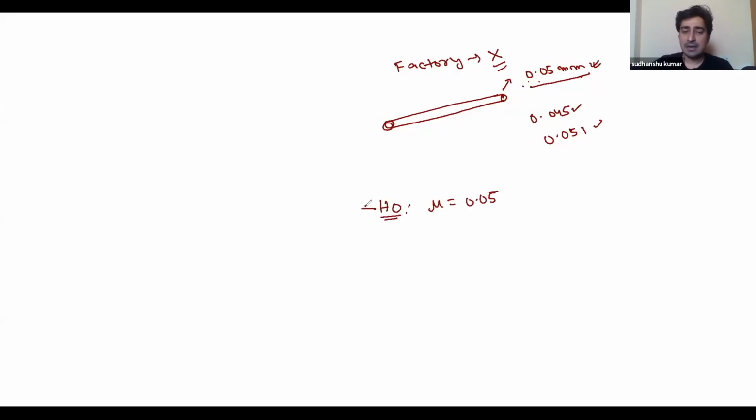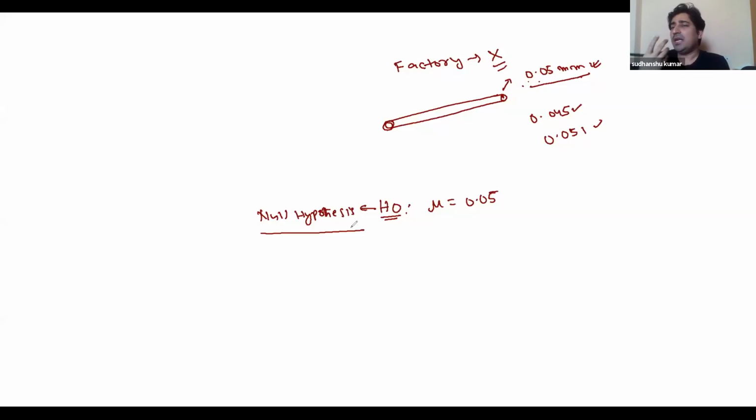This is called what? It's called the null hypothesis. It means your actual statement is treated as a null hypothesis. Any kind of statement in the very beginning can be considered a null hypothesis unless and until I'm able to prove that this null hypothesis is not correct. As you can see, the notation for the null hypothesis is H0.